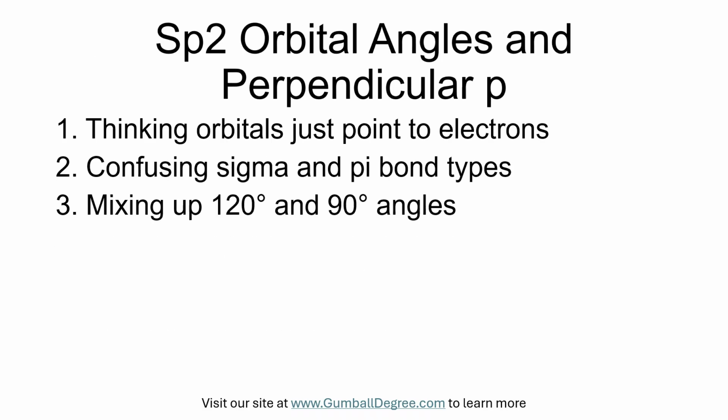Students often imagine all orbitals pointing toward electrons instead of thinking about the directional shapes. So remember, orbitals are regions in space with specific directions and angles. Draw the plane and pencil to visualize this.